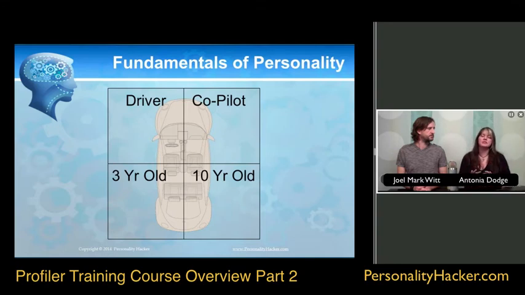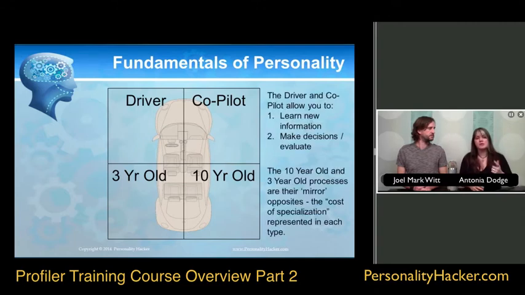And so we broke it down into a car model last time. We broke it down into 4 components, which are the driver, the co-pilot, the 10-year-old, and the 3-year-old. And in particular, last week we talked about the driver, the co-pilot, and the 10-year-old. Now, the driver and the co-pilot allow you to do 4 necessary components that everybody needs to be able to have, the 4 fundamentals of personality. And that is, they allow you to learn new information and also make decisions or evaluate that information in order to be able to make it useful to you.